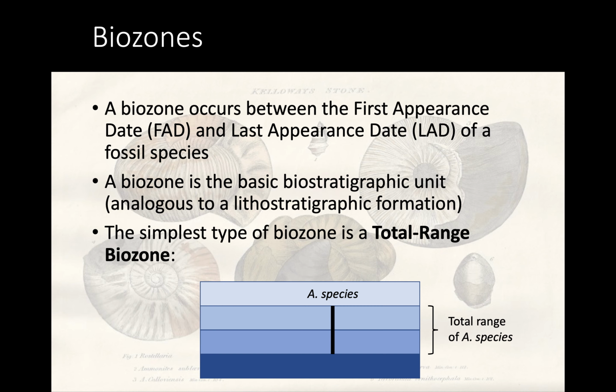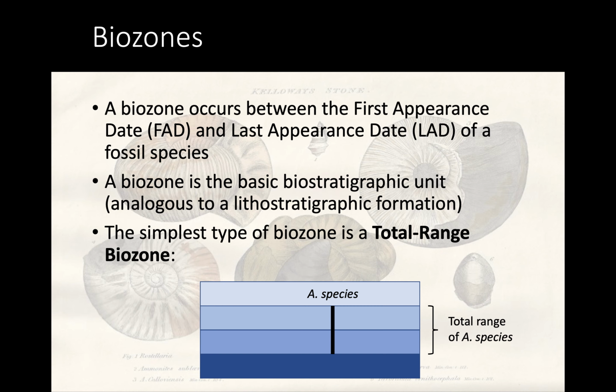So a total range biozone is just the entire amount of time between the FAD and the LAD. Now you'll notice I didn't say the total lifespan of this species. I said the first and last appearance date. The reason for that is that we don't always know when the first and last appearance date are. As you can imagine, in paleontology, we don't always know exactly when a fossil went extinct, when was the last surviving member of a species on Earth. We don't know that. We can't say that for sure.